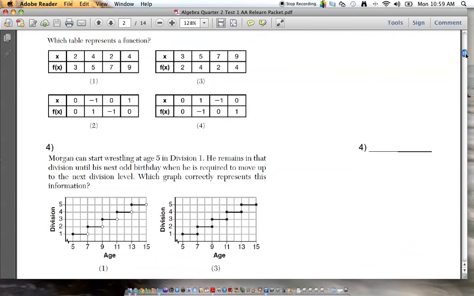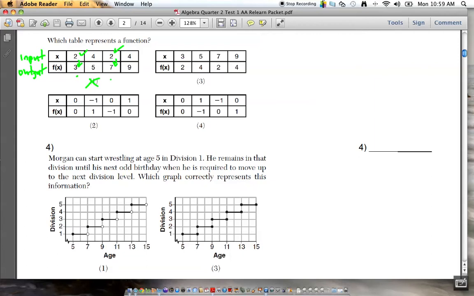Which table represents a function? Now, the big thing you have to remember about a function is that for every input, there's a unique output. There's only one output. You can't have 2 different outputs for one input. And remember, x is input and y, or f of x, is output. So do you see how 2 here goes to a 3 and a 7? Well, that means that the number 2 has 2 different outputs. It can't be choice 1.